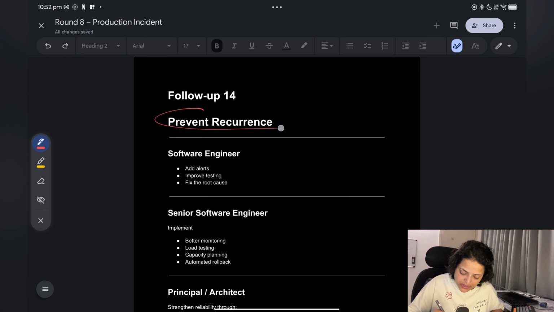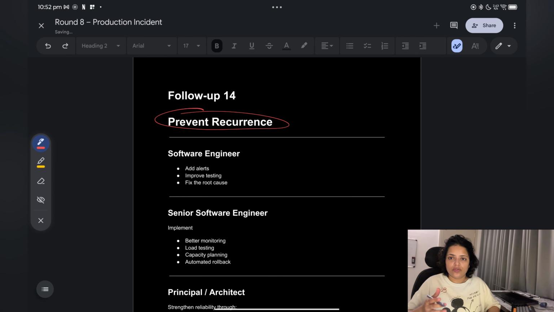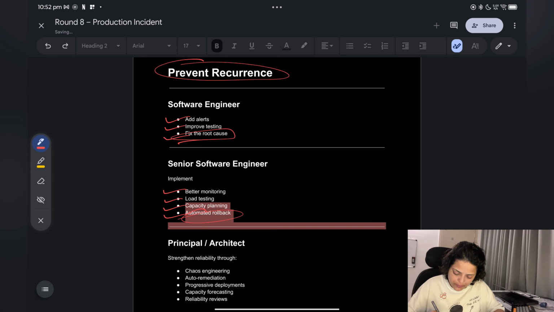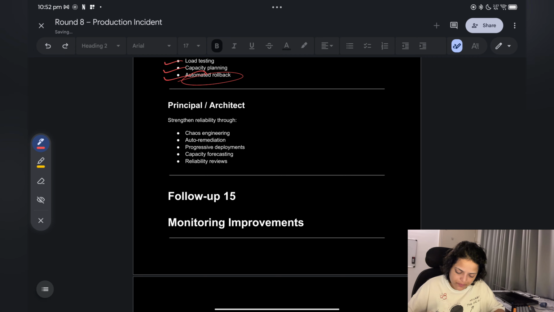Follow-up question 14 is related to prevent recurrence. Okay, so that this issue should not occur in future. So a software engineer, what will he do, he will add alerts, improve testing, and fix the root causes. Okay, now a senior software engineer will implement better monitoring, load testing, capacity planning, and automated rollback, which is very important. Automated rollback. Now a principal architect will strengthen reliability through chaos engineering.